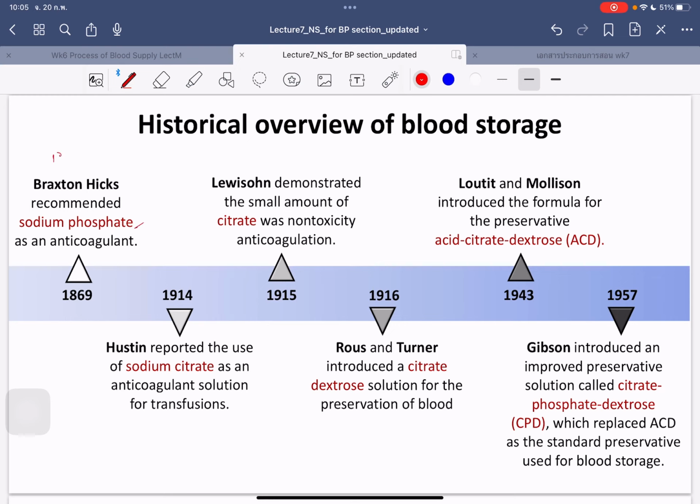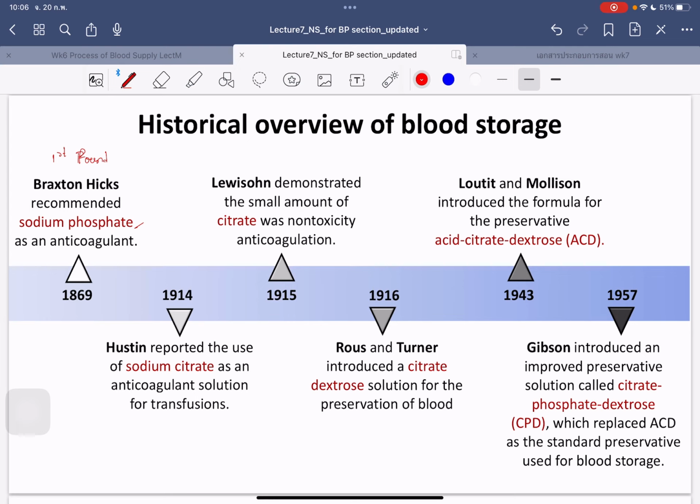Can you tell me what is the function of sodium phosphate? Why do we have to use sodium phosphate? Why do we not use EDTA? What is the difference? Maybe a little bit too hard. So can you tell me what is the property of EDTA? How does it inhibit coagulation?